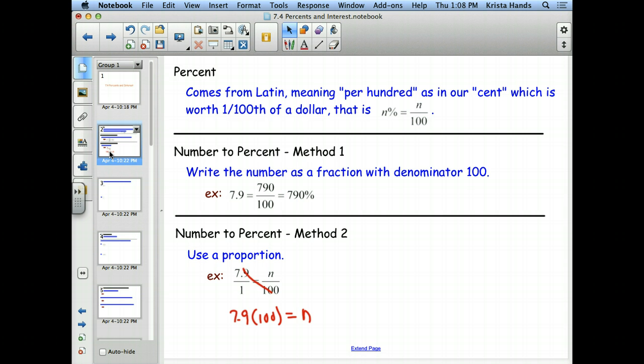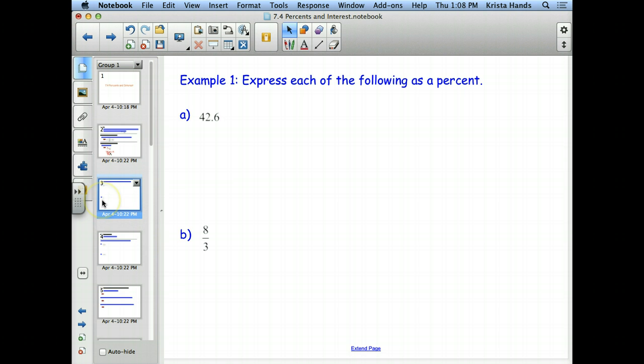And we've talked before about multiplying by 100, how nice it is, because when you multiply by a power of 10, what happens? The decimal point may go away, but at least it moves, right? And when we multiply by 100, it moves how many places? 2 places. Which way? To the right. 2 places to the right. So this number becomes 790 because we've moved the decimal point 2 places to the right. And then, of course, it's percent at the end. All right, so we're going to do that.